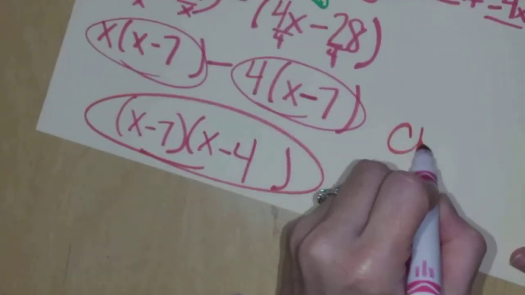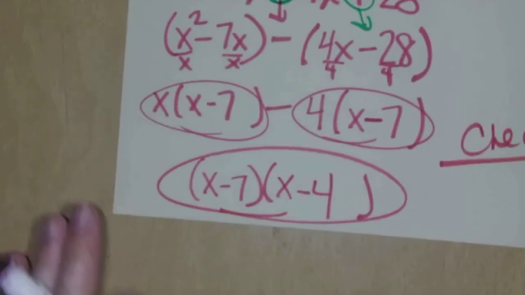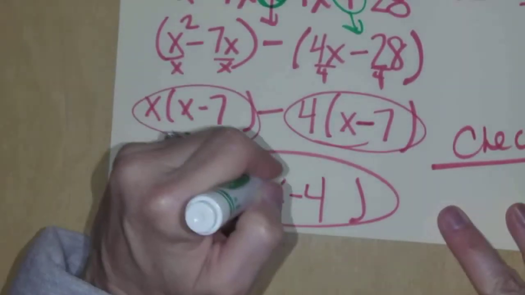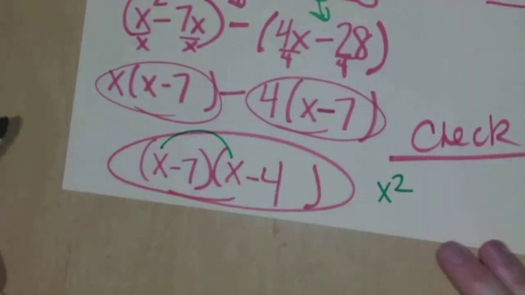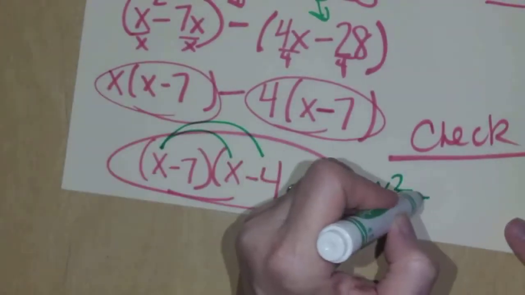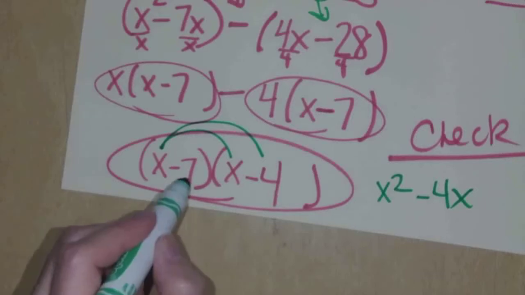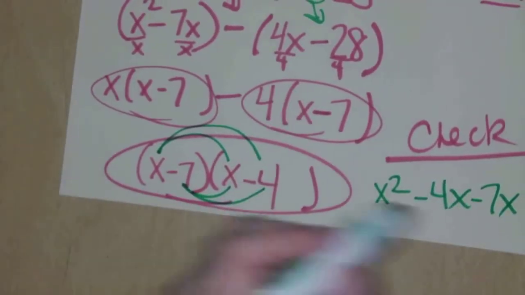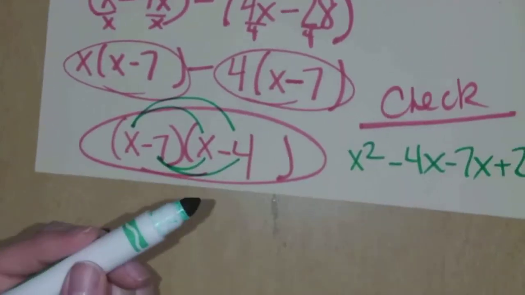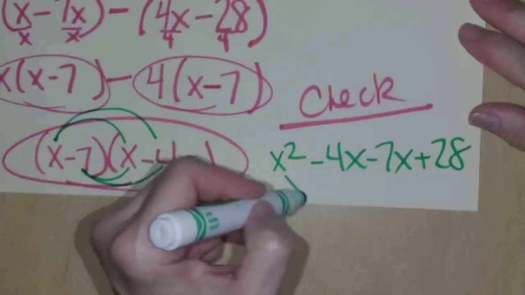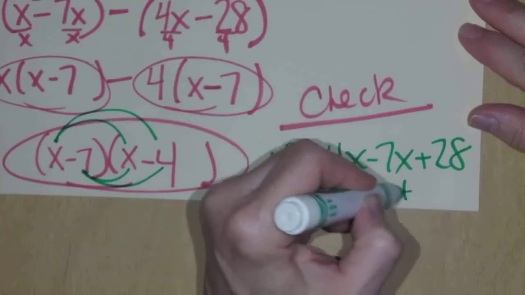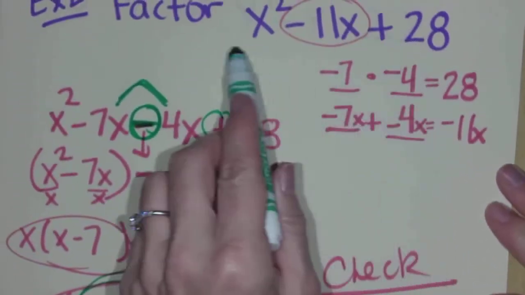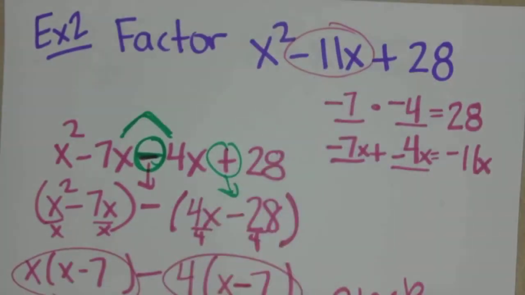Again, you could check it by multiplying. So if we take x times x, we've got x squared. X times negative 4, negative 4x. Negative 7 times x, negative 7x. Negative 7 times negative 4, positive 28. Oh, and so we combine like terms, and we are right back where we started. Factoring by grouping.